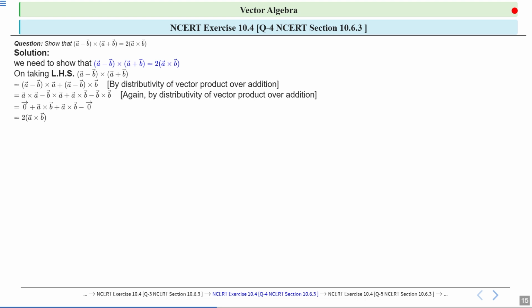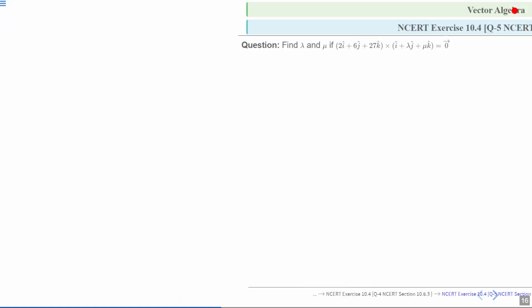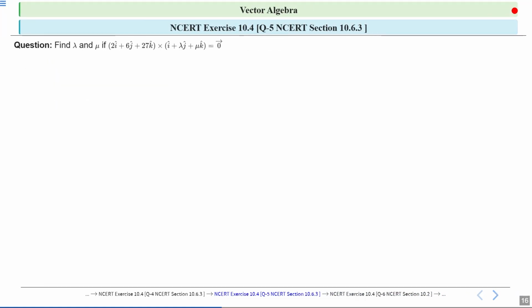Got it? Hence, we can say that A vector minus B vector cross A vector plus B vector is equal to 2 times A vector cross B vector, okay? Hope it's clear to all. Let's move to the next part.